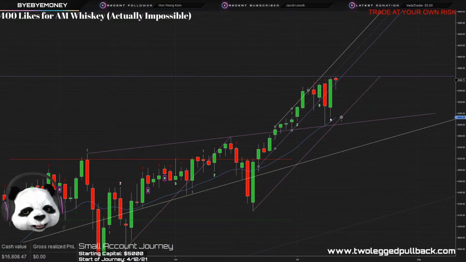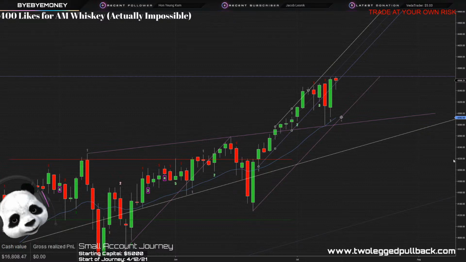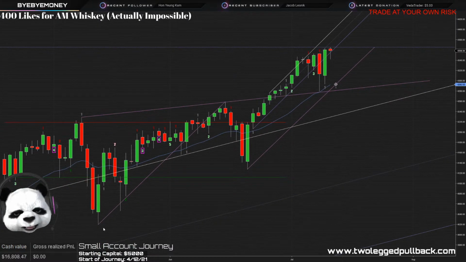Bouncing off the 20 MA. Came back up with a strong bull bar. This setup kind of looks like this, right? They kind of look similar, but they are in different areas. This happened, a failed breakdown of the 20 MA. This is happening above the 20 MA. But the most pertinent thing, measure move.